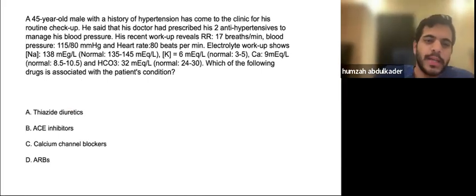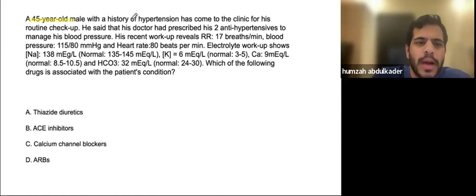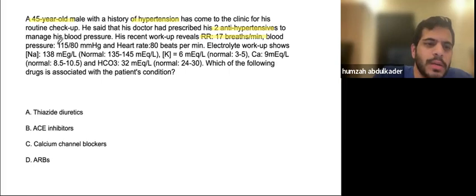Before you guys answer, I'll just go through the question. I got this from a past batch. I don't remember which one, I think 13. A 45-year-old male with hypertension comes to the clinic for his routine checkup. His doctor prescribed 2 antihypertensives to manage his blood pressure. His recent workup reveals respiratory rate of 17, blood pressure 15, heart rate of 80. Electrolyte workup shows the following: sodium 138, which is normal; potassium of 6, which is high; calcium of 9, which is normal; bicarb of 32, which is a bit high. Which of the following drugs is associated with this patient's condition?